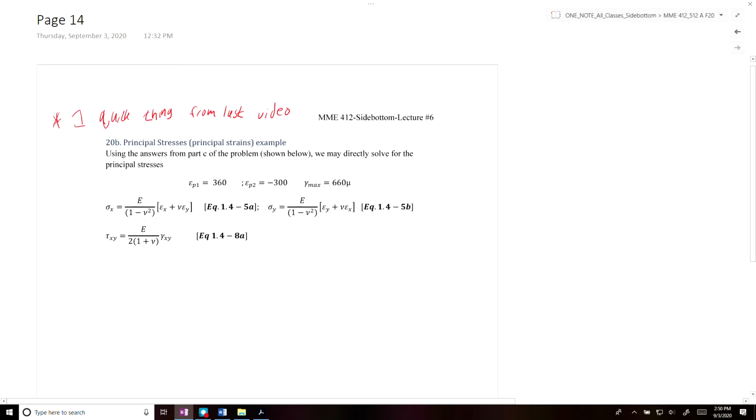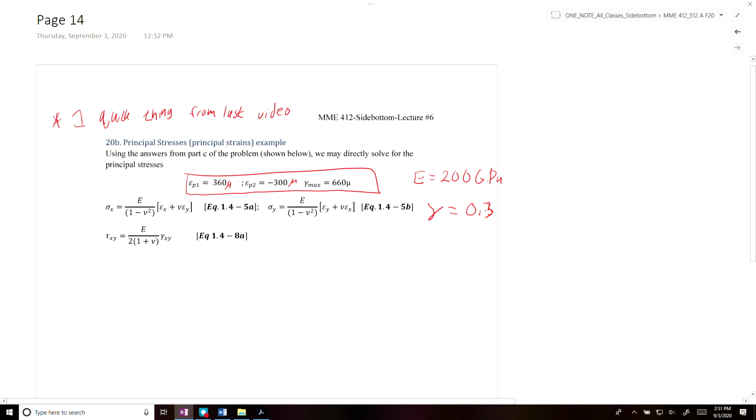The one thing that we didn't cover in the last video is that we solved for our three principal strains. We had epsilon P1, we had epsilon P2, and we had gamma max. So we can use these two principal strains and our maximum shear strain to actually calculate our sigma x, our sigma y, and our tau xy. We just need to use the two material constants of 200 gigapascals for the Young's modulus and the Poisson's ratio of 0.3.